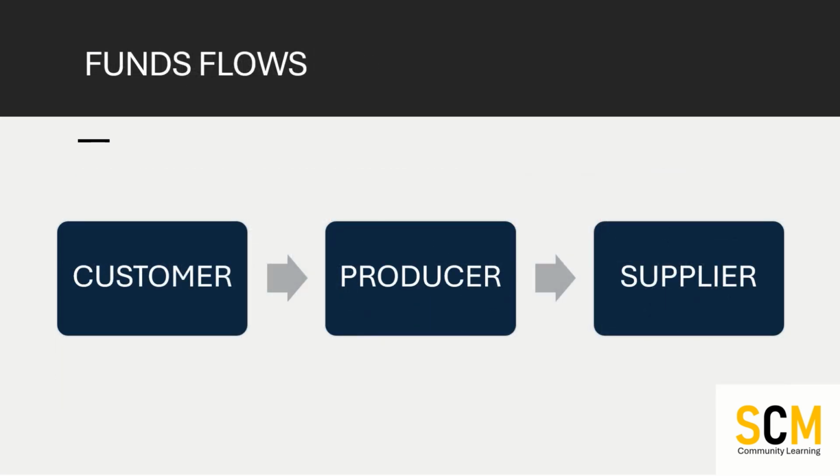Funds flow: customer, producer, supplier. Now the drawing is a little bit different because we start with the customer, then the producer, and at the end the supplier, because we need to talk about funds flow. When the customer pays for our service or product, we need to move that money to the supplier.